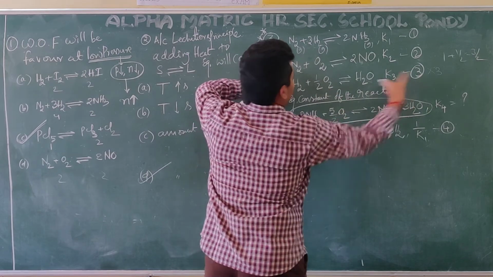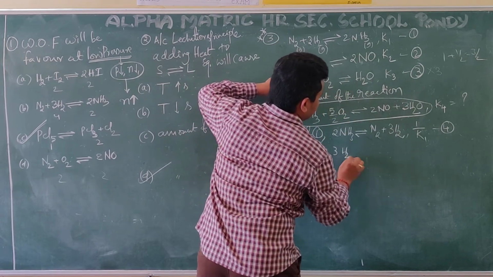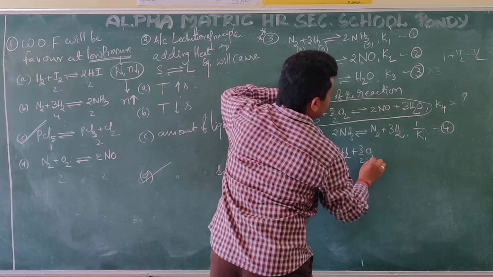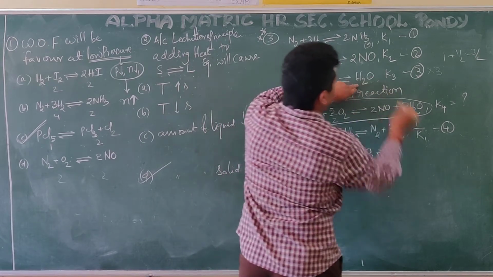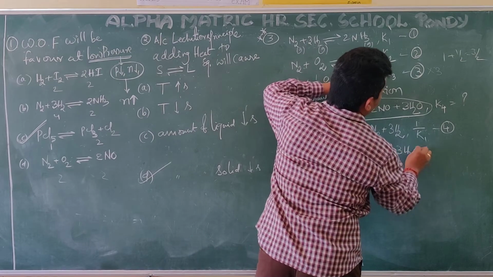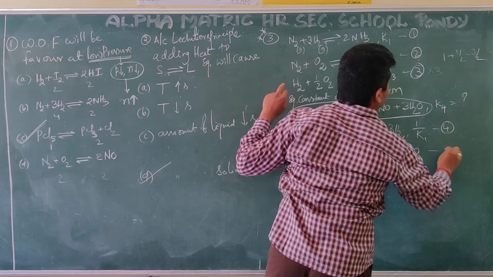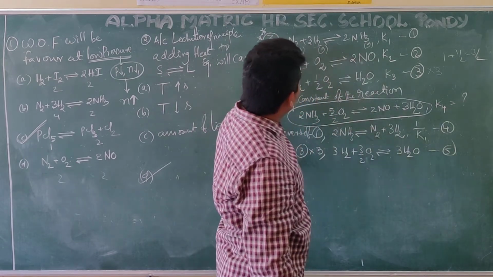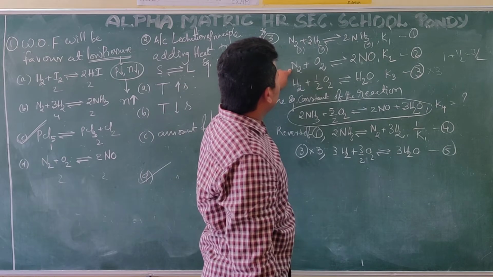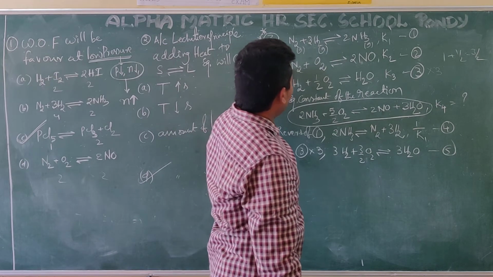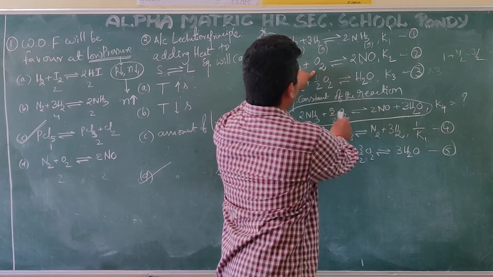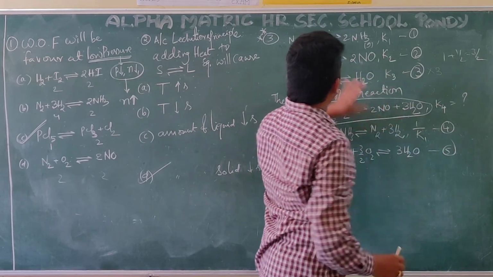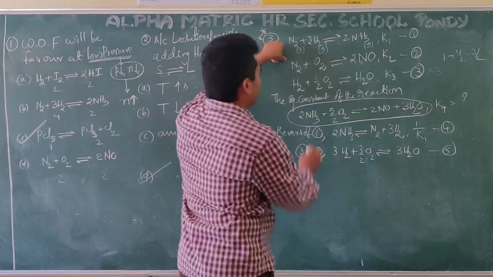What is coming here? 3H2 plus 3 by 2 O2 is equal to, what is that? 3H2O. You can say this is the fifth equation. And now, what is the other equation? This is modified and this is modified. These two equations. Second equation, N2 and O2. In the target equation, O2 is there but N2 is not there. Here, N2 is there. So no need of changing this.